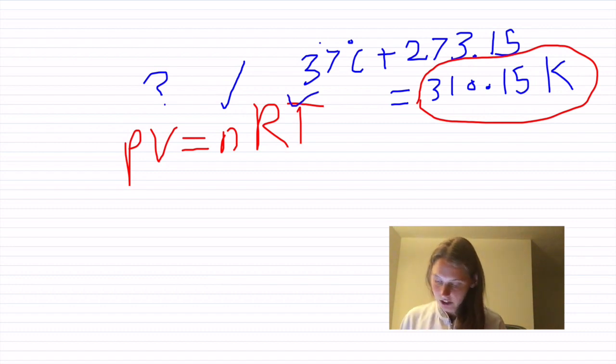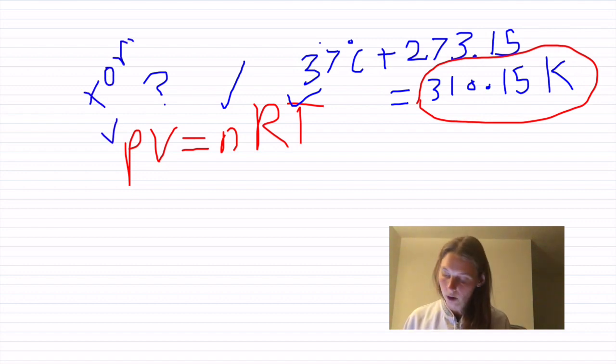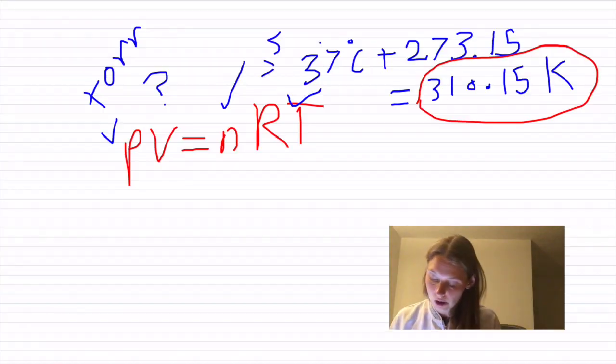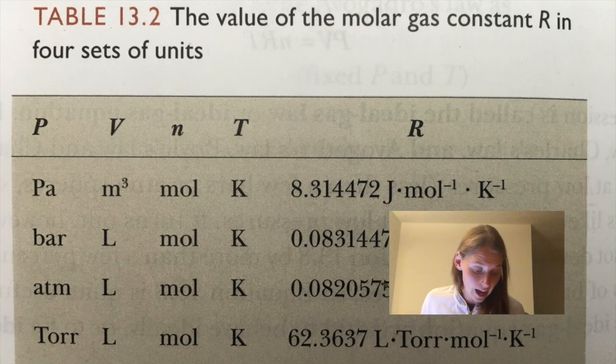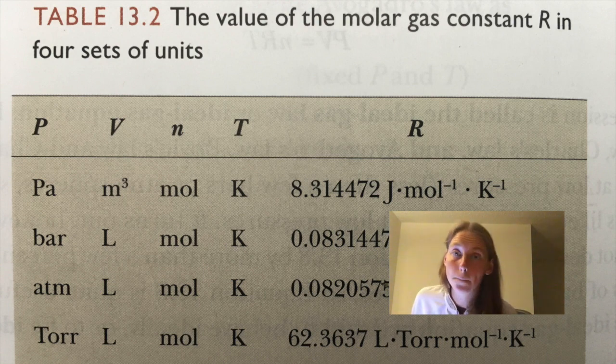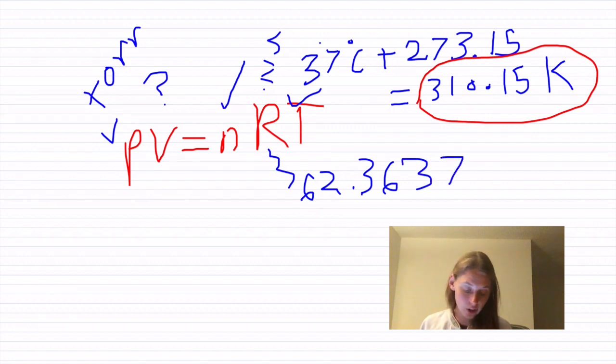And it asks us to solve for volume. So we're just going to put a question mark over our volume. And it gives us pressure in torr. The unit that they give us for pressure, that's what tells us what value for R we want, what R constant we're looking for. And we can see that the only value of R that has torr in it is in fact the constant 62.3637 liters times torr per mole times Kelvin. So that's our value.